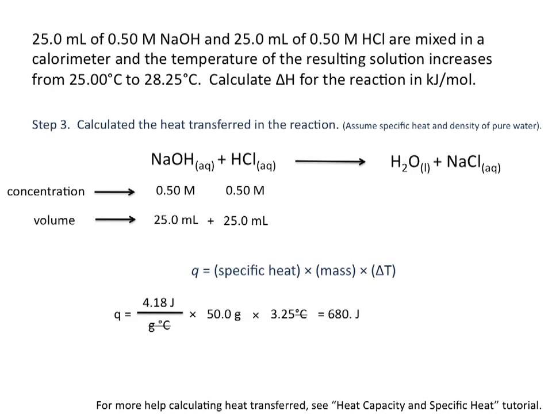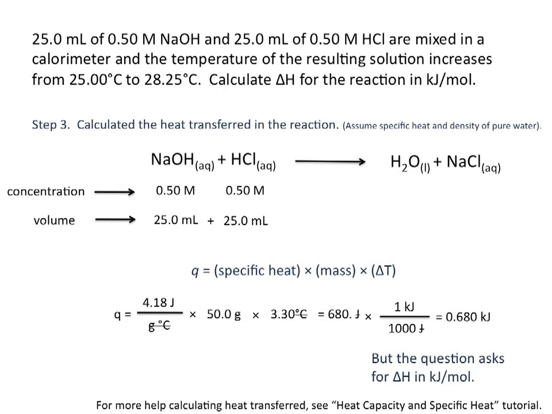And when we multiply these numbers together, you'll see that we can cancel out units of grams and degrees Celsius. This gives us an answer of 680 joules. But we're looking for delta H in kilojoules per mole, so we need to convert joules to kilojoules. We know that there are 1,000 joules in every 1 kilojoule. This gives us a value of Q, or heat transferred, of 0.680 kilojoules.